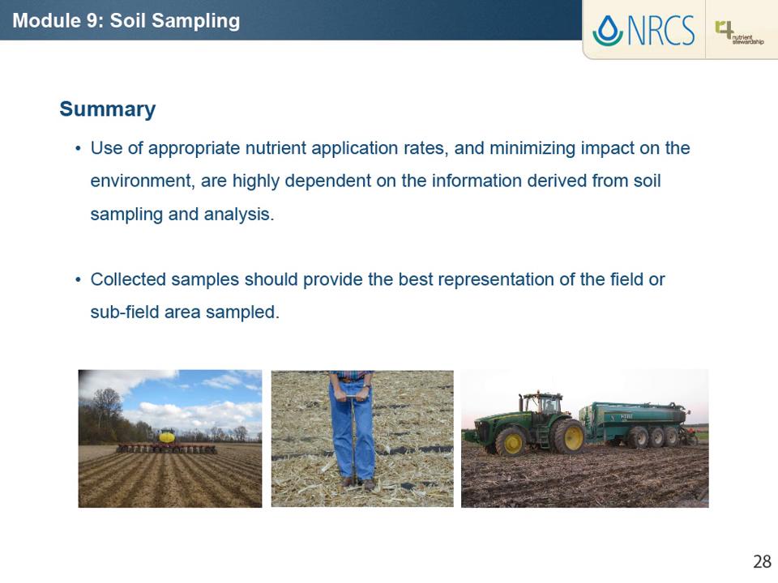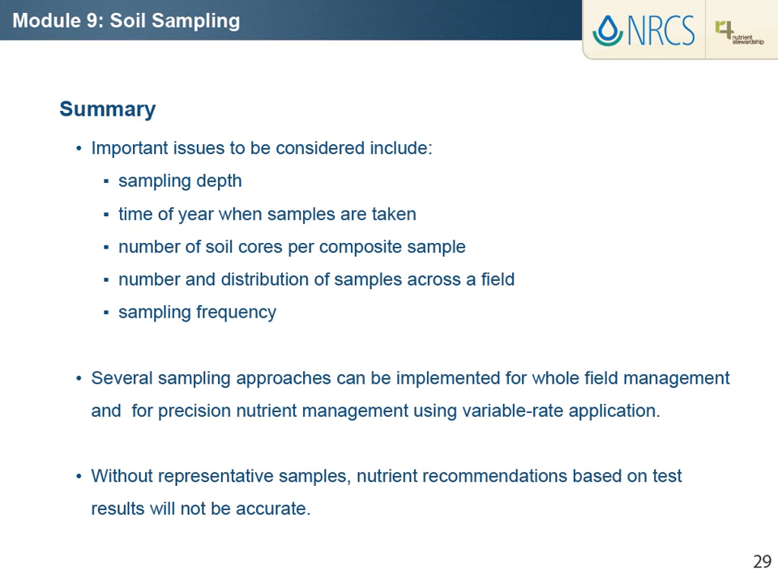The application of appropriate rates of fertilizer and manure nutrients for crop production with minimal impact on the environment is highly dependent on the information derived from soil samples collected and analyzed to estimate levels of crop-available nutrients in soils. Therefore, samples collected should provide the best representation of the field or subfield area sampled. Important issues to be considered include the sampling depth, time of year when samples are taken, number of soil cores per composite sample, number and distribution of samples across a field, and sampling frequency.